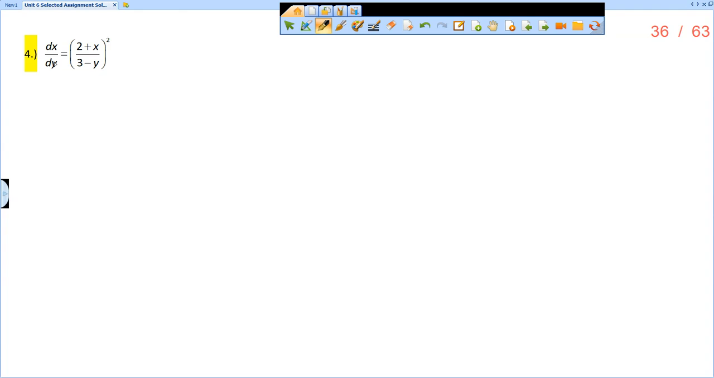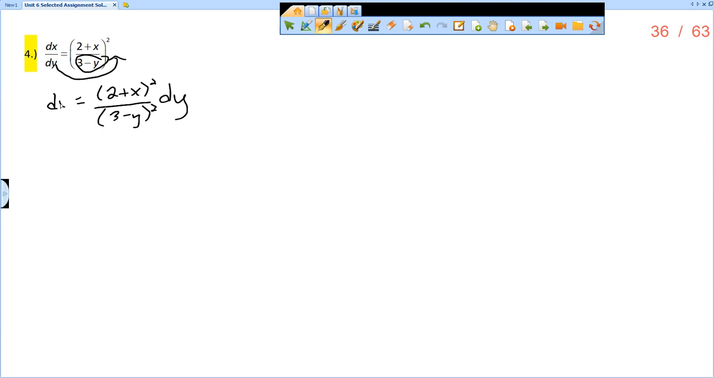When I'm separating the differentials, I'm going to multiply the dy to the right side, which means I need to retain the stuff with y on the right side. So 3 minus y is going to have to stay over here. But first thing you need to notice is that this is squared. So I'm going to write this as (2 plus x) squared divided by (3 minus y) squared. Now, if I multiply by dy, now dy is on the right side.